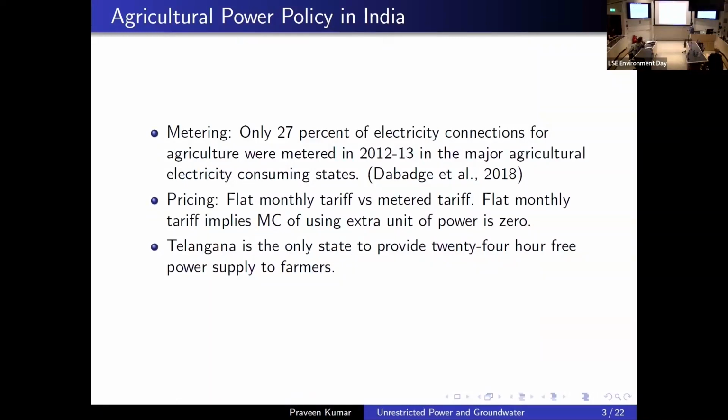Talking about the power policy in India, the consumption at the source is not metered at all. Only 27% of electricity connections were metered in the 2012-13 figure, and the recent figure is not available. Metering at transformer level is also protested, so it's not there. In terms of pricing, most states in India follow flat tariffs, mostly based on the capacity of tube wells. The monthly price is fixed, so even if you use extra power for extraction of groundwater, the marginal cost is zero. In terms of hours of supply per day, Telangana, my study state, is the only state providing 24-hour free power supply, and all other states are in the range of, I can say, 5 to 16 hours.